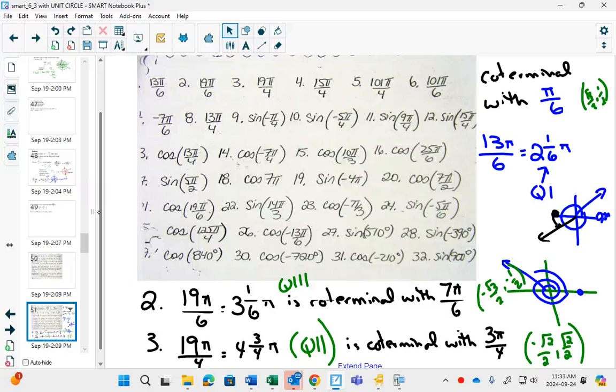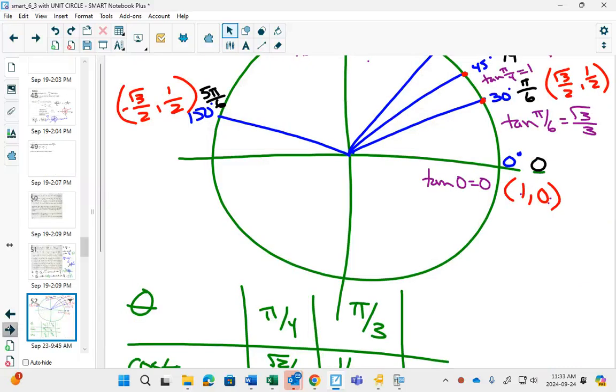Sine of negative 4 pi, that's my axes family. Sine is your y coordinate. The y coordinate is 0, so you figure out each of these from your pi. Okay? All right.